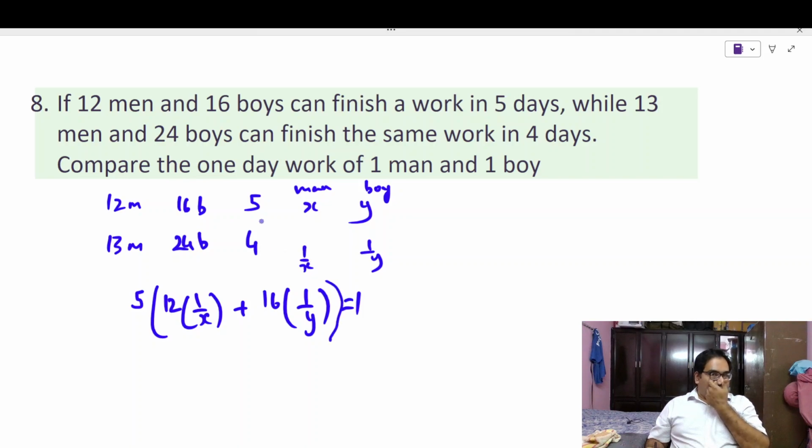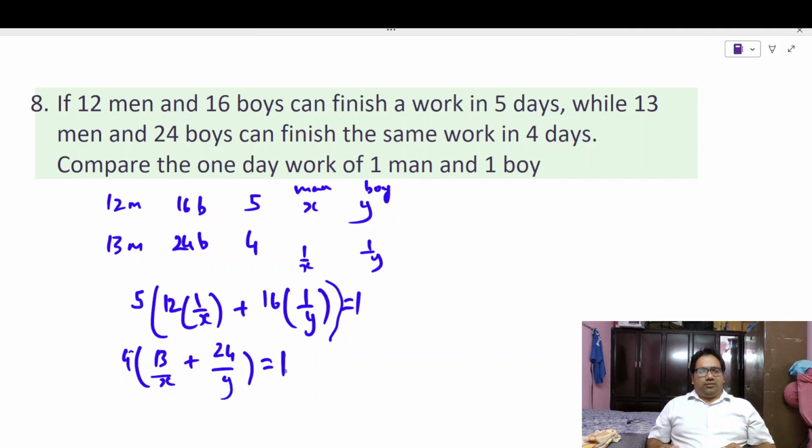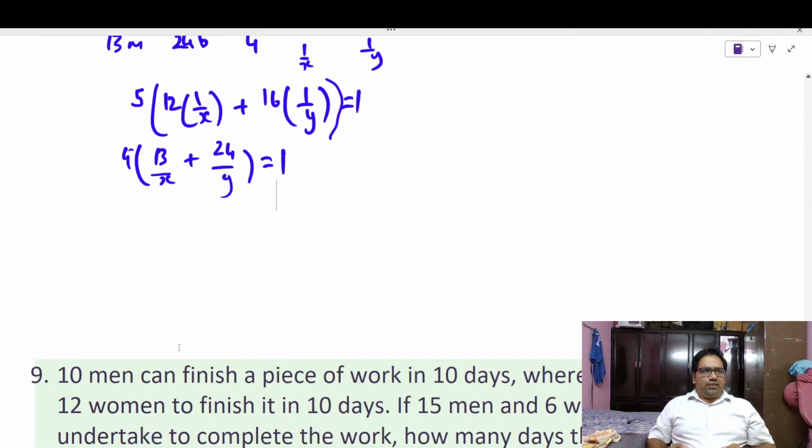This is equal to 1. Similarly, 4 into 13 by x plus 24 by y is equal to 1. Right? This is what is given.